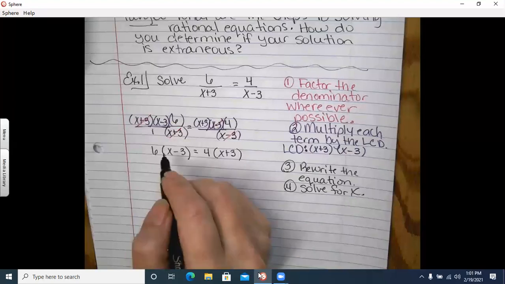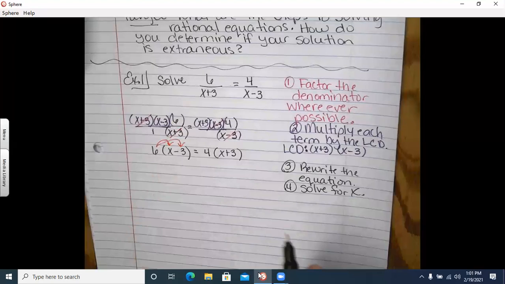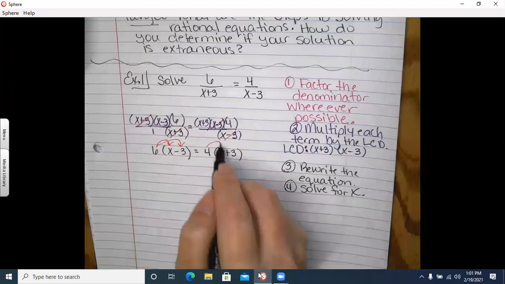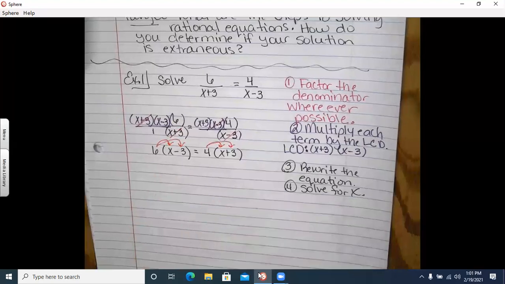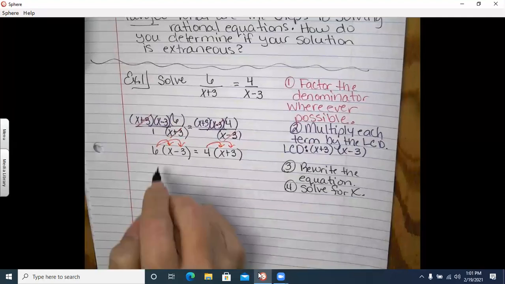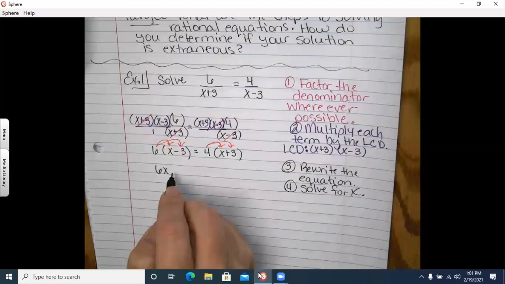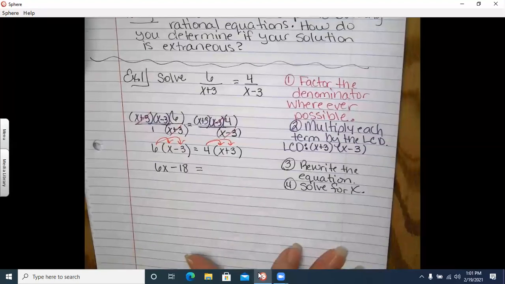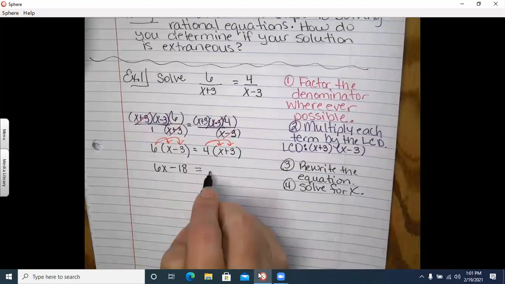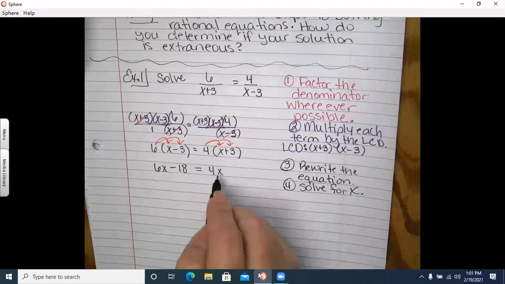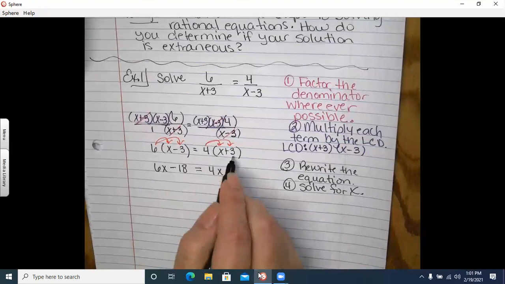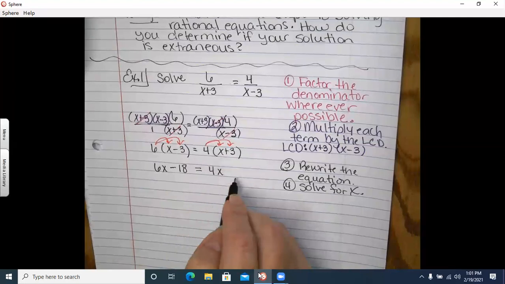6 times x and 6 times negative 3, and I'll do the same thing to the 4 times x and 4 times positive 3. So 6 times x gives me 6x, and 6 times negative 3, negative 18. Bring down your equal sign, make sure everything's lined up. 4 times x is, and a lot of people forget to distribute to all the terms. They'll just say it's 4x plus 3. Is that okay? It's 4x plus 12.